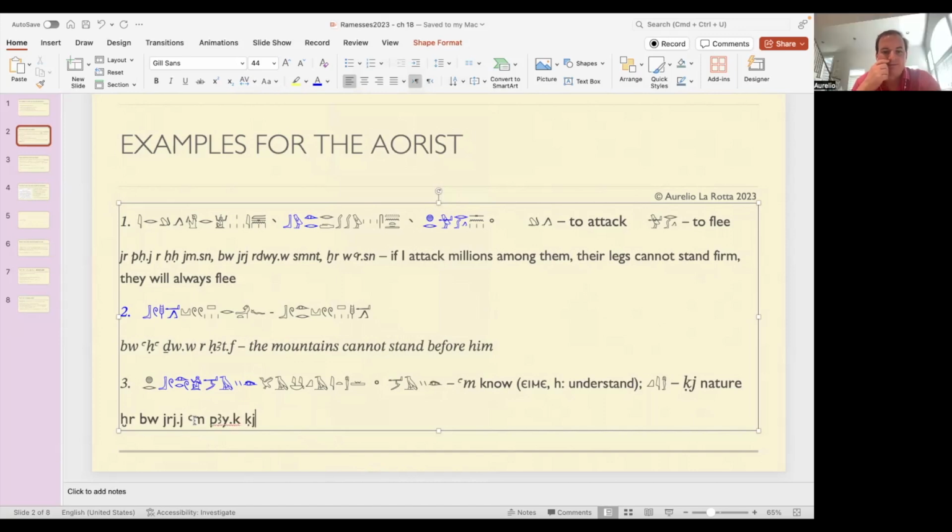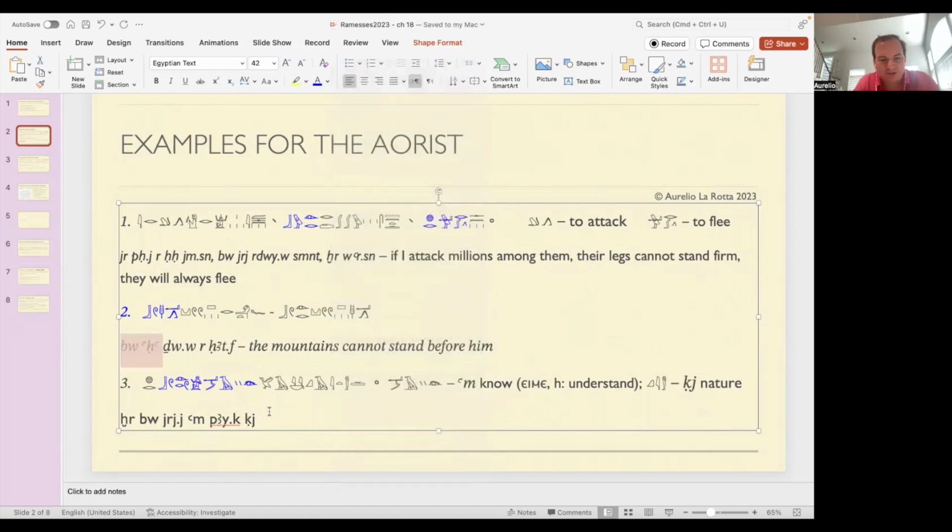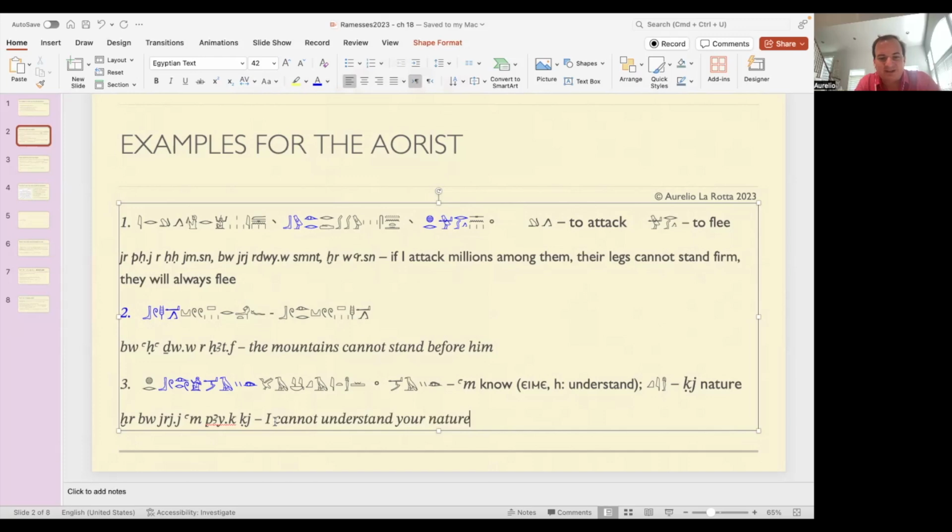So I can't understand your nature. That's pretty much it. Any comment apart from that, or pretty straightforward? Literally, it says, I don't understand your nature, but I think can in English fits much better because that's obviously meant. It's just like, I cannot understand your nature.